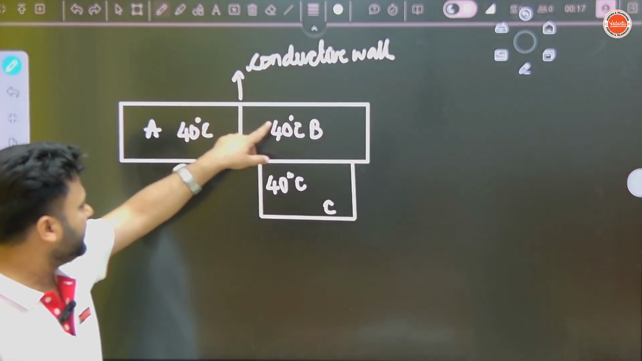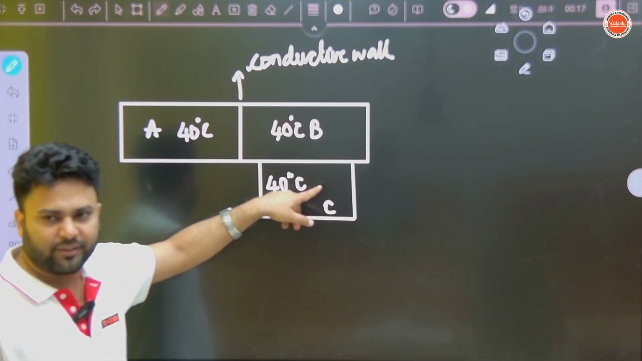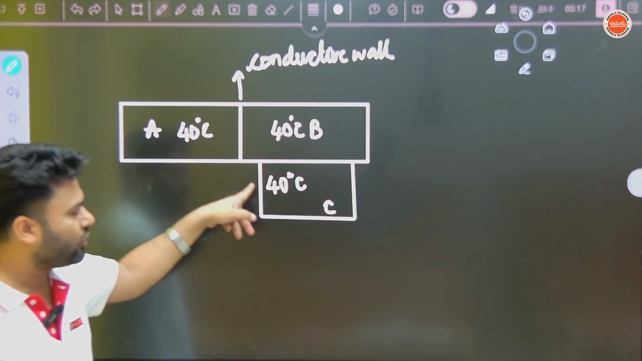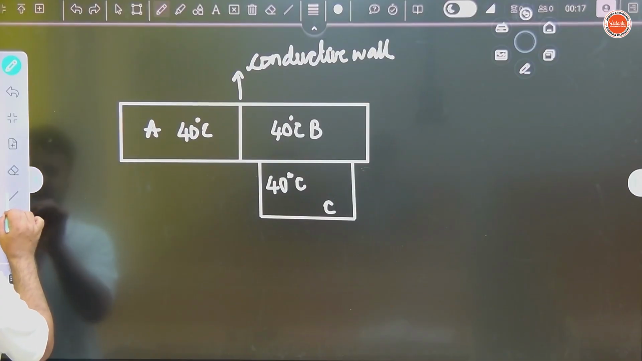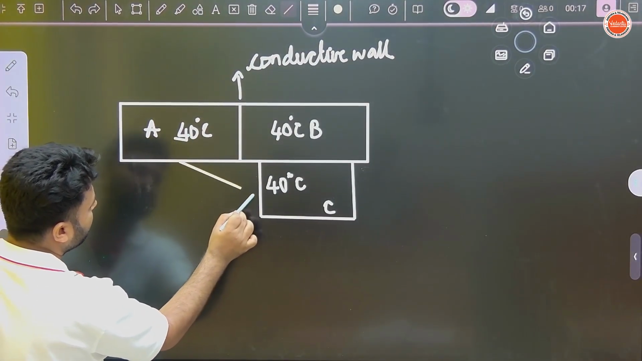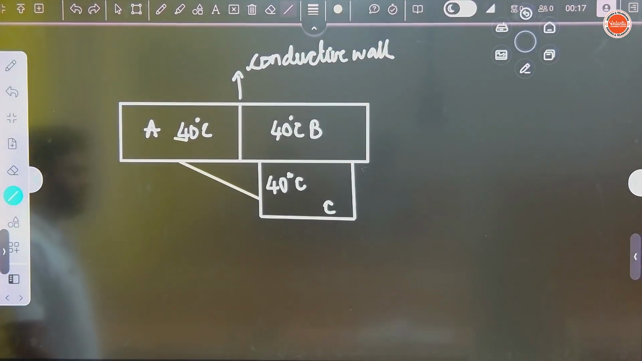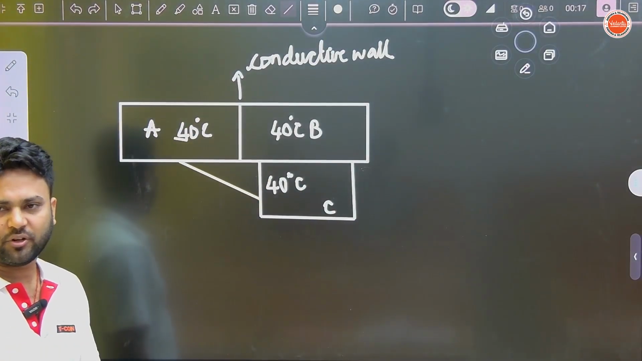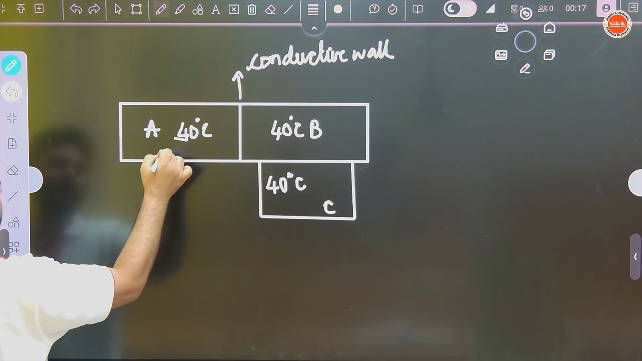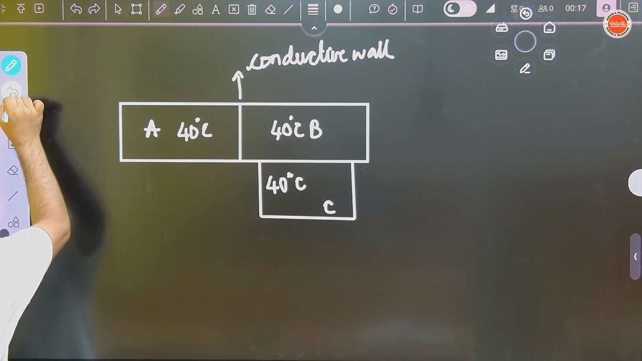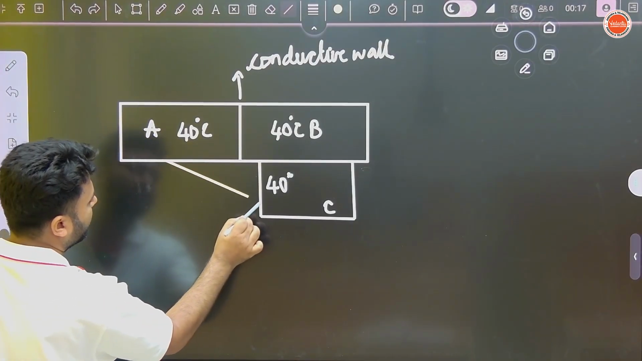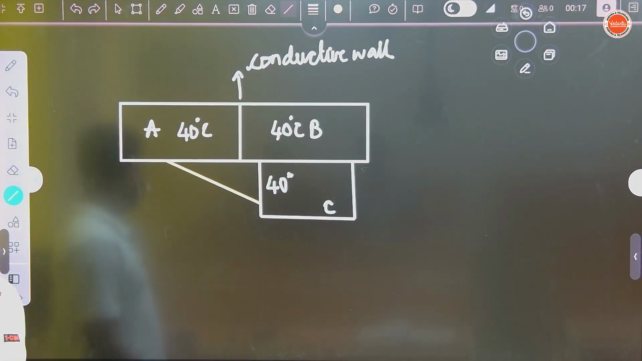So if A is in thermal equilibrium with B and B is in thermal equilibrium with C, then A is in thermal equilibrium with C. See, A and C are also in thermal equilibrium. If I join a rod like this, will heat flow? No heat will flow, because here the temperature is 40 and here also 40. So A and C are also in thermal equilibrium. So this is the zeroth law.